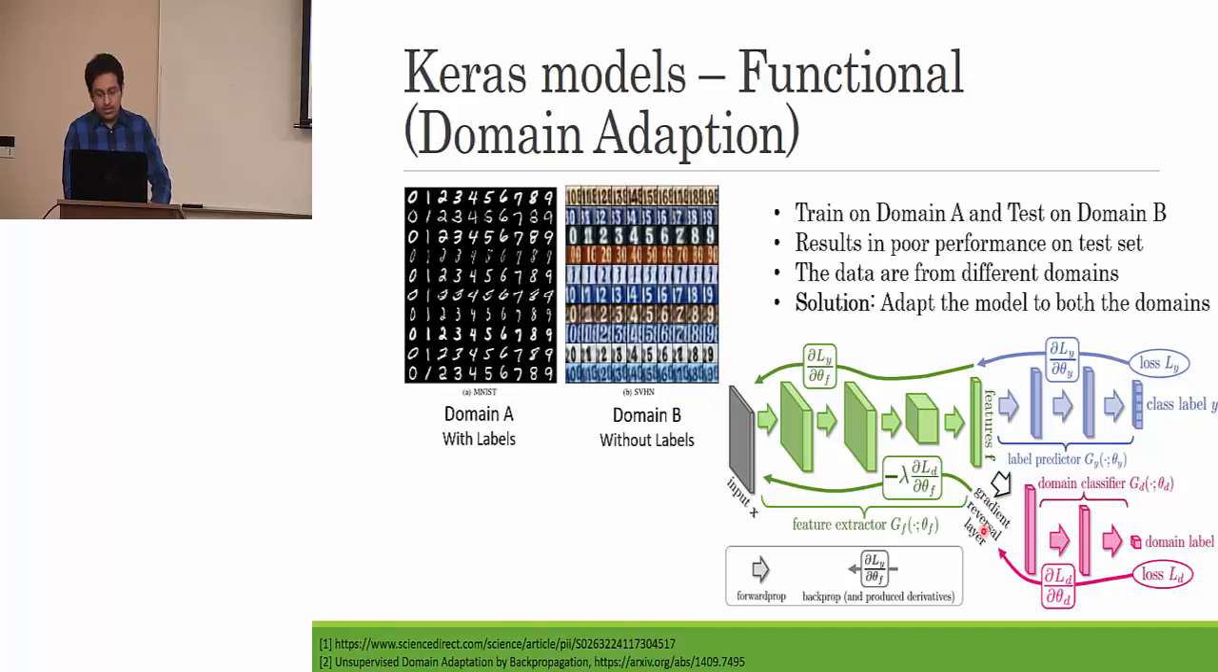So what we do here is we do gradient descent at this point, just like normal convolution networks. But at this point, we do gradient ascent here, but then gradient descent here. There is a gradient reversal layer at this point. So I'll give you the intuition about this.